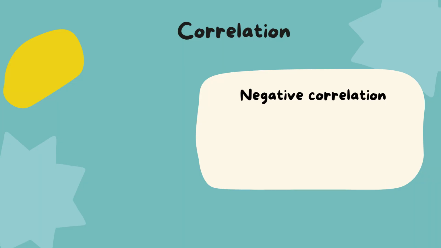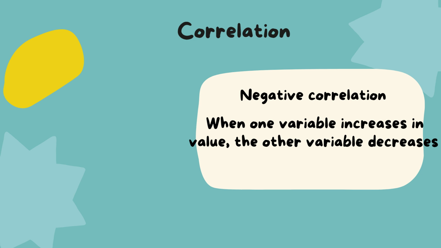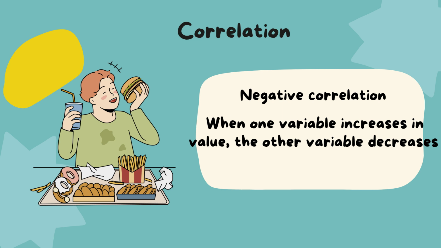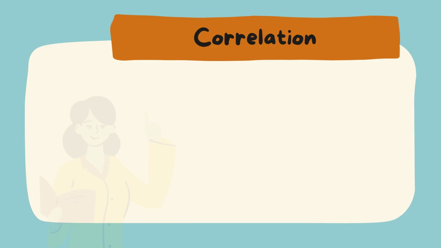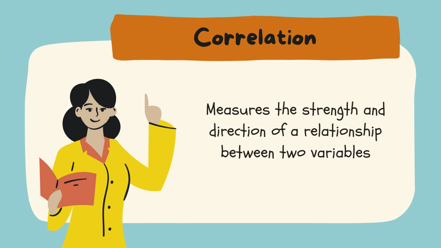A negative correlation means when one variable increases, the other variable decreases in its value. For example, the more unhealthy food we eat, the worse our health will be. So, junk food and health have a negative correlation. Correlation measures the strength and direction of a linear relationship between two variables. In machine learning, correlation helps us detect patterns and choose the right features that are useful and avoid redundant variables, which eventually helps in building simpler and more reliable models.